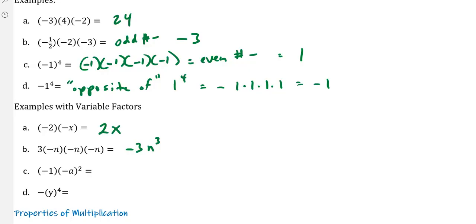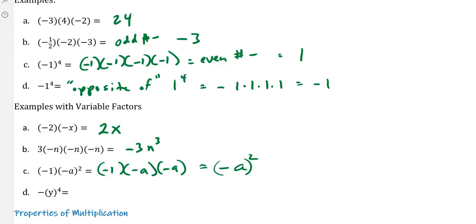Okay, let's look at the next one here. This is -1 times -a to the 2nd power. So that's going to be -1 times -a times -a, right? How many negative signs are there? There are 3, because -a in parentheses squared is -a times -a. So we have a total of 3 negative signs. So our answer is going to be negative. And that's going to be -a squared, and we have to put that into parentheses.